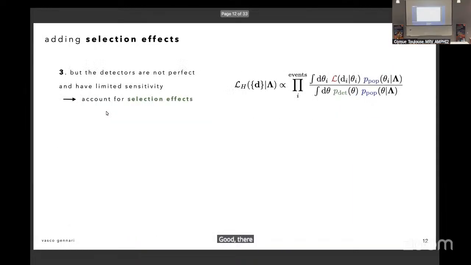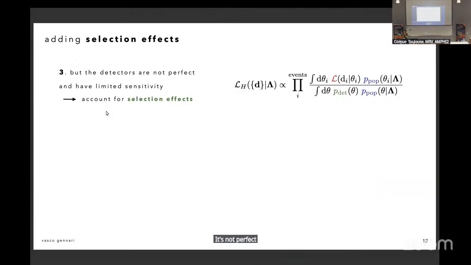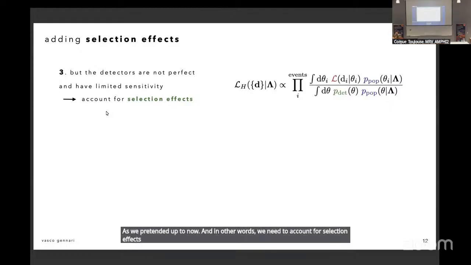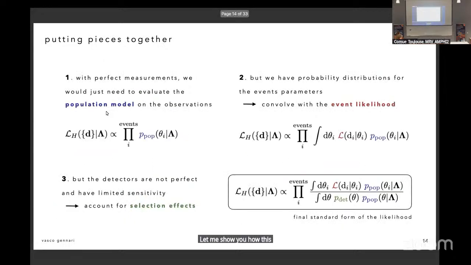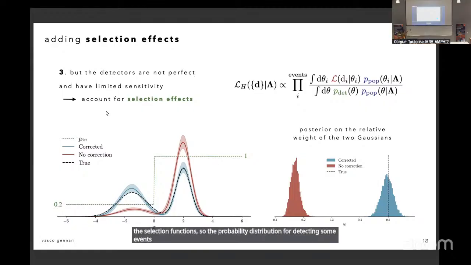Good. There is a third ingredient which is very important, which is the fact that our detector is not perfect. Therefore, we cannot measure all the events with the same sensitivity as we pretended up to now. In other words, we need to account for selection effects. Let me show you how this works in practice. So, for example, you can see here on the bottom left, this green curve corresponds to the selection function, so the probability distribution for detecting some events that I'm inputting into the analysis.